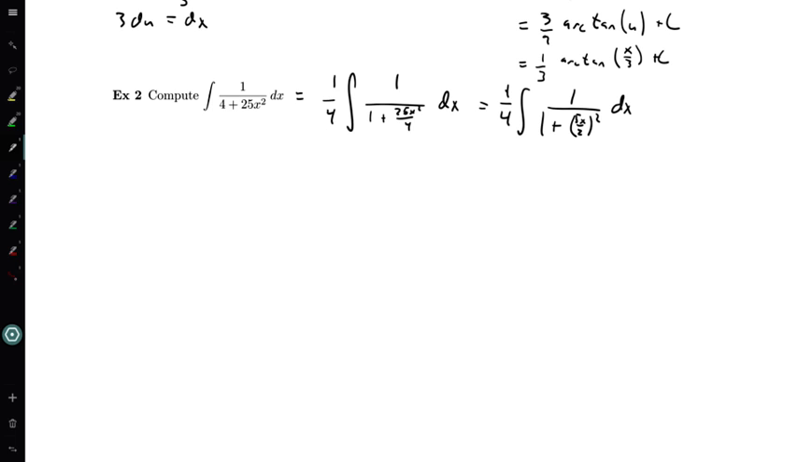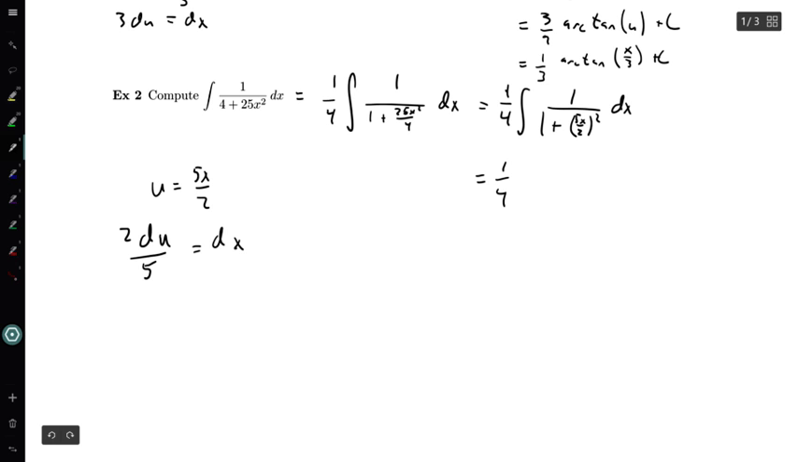Now that we've figured out what kind of thing is being squared in that lower right corner of the integrand, we can let u be that thing. So in this case, u is going to be 5x over 2. So du, let's see, 2 over 5 du is going to be dx.